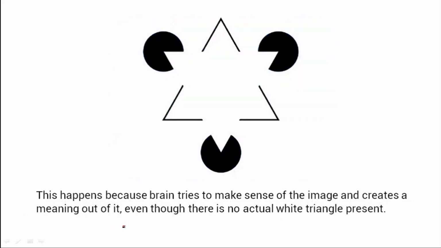Now in this slide, let's take a look at this image. What do you see? Most of you will see two triangles, one on top of the other. However, this is not the case. This is an example of how perception can affect what we see. What you are actually seeing are three black angles and three circles with sections cut off, arranged in such a way that it creates an illusion of a white triangle covering the black triangle. This happens because your brain tries to make sense of the image and creates a meaning out of it.